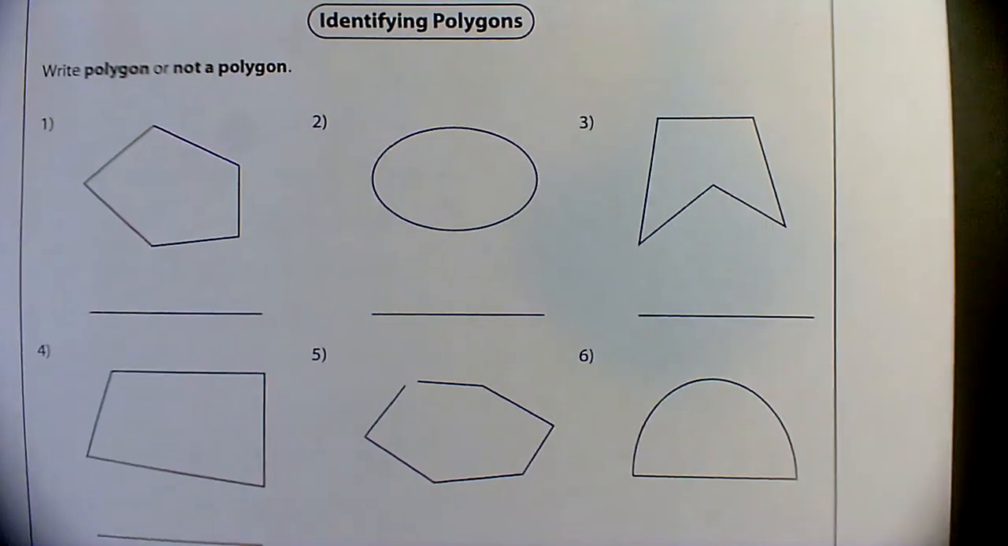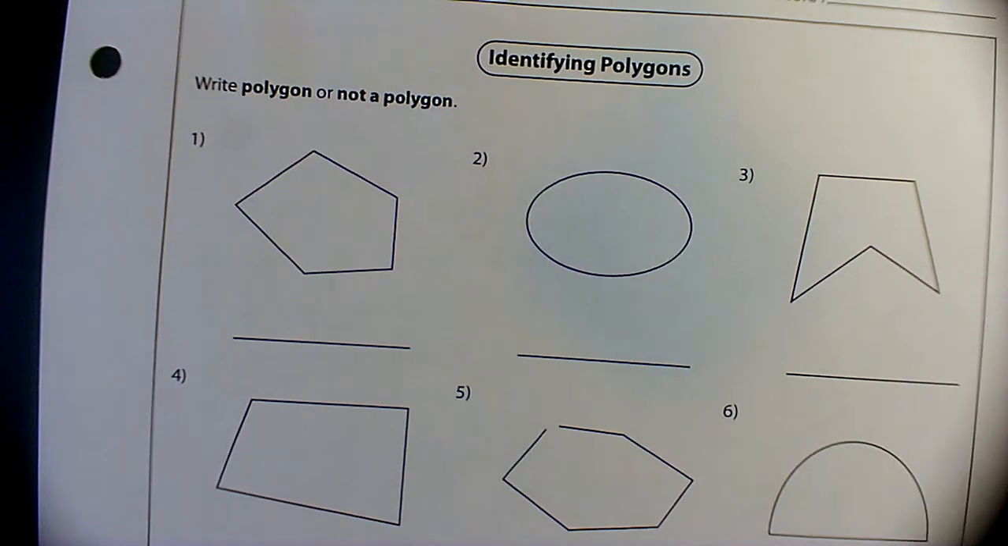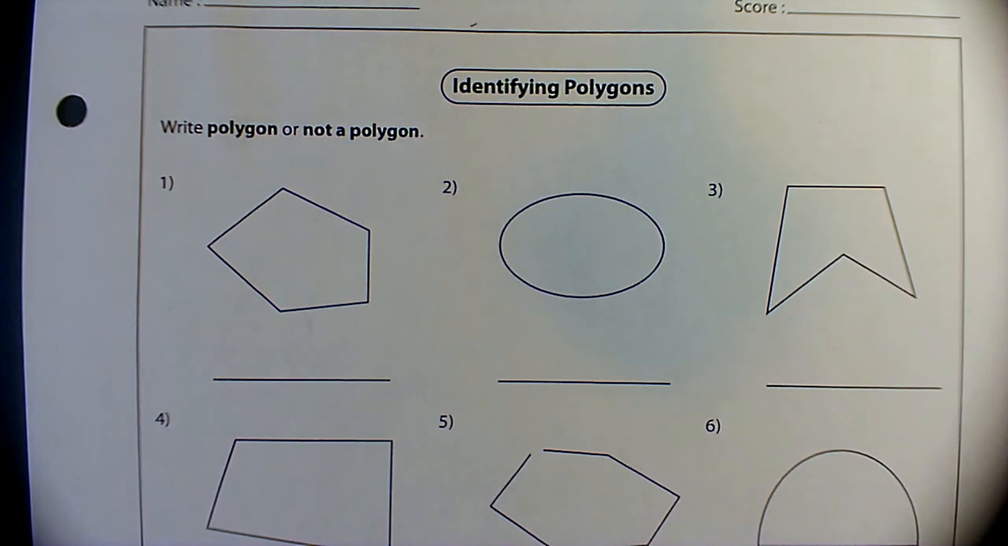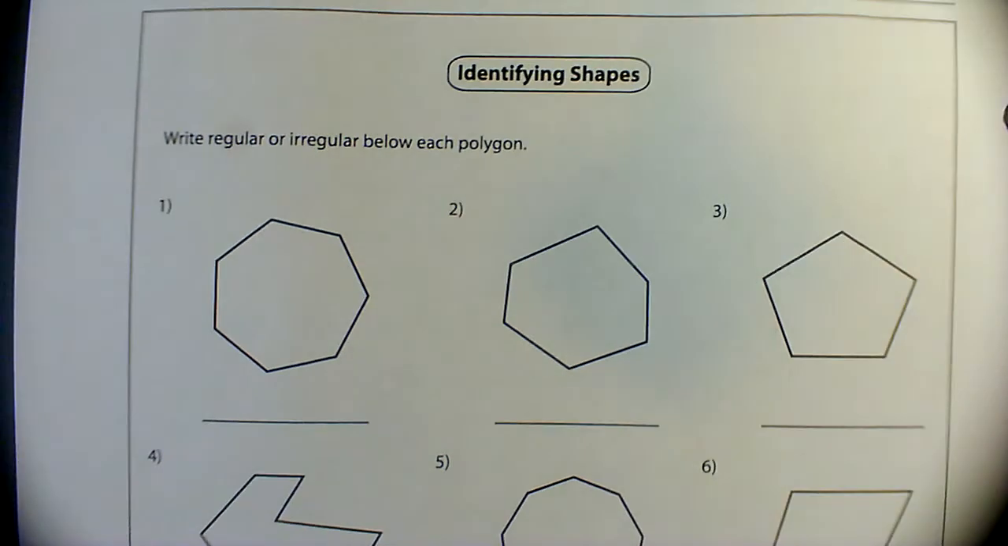And then the last page is simply polygon, not a polygon. Again, you can write out polygon, and you could write not, I guess, just so you can learn the spelling. And then regular, irregular. Super easy, this page. Okay? So that's a little bit of a short lesson again. These ones are just little snippets.